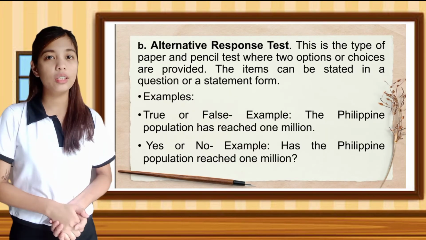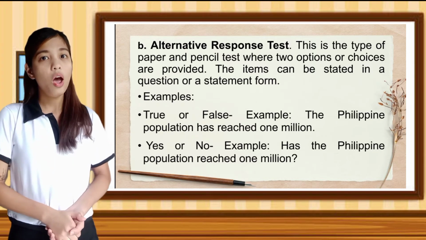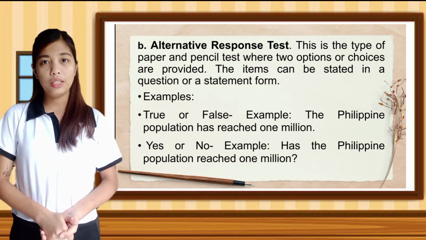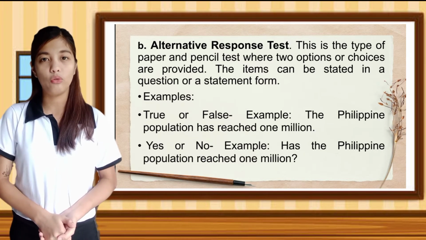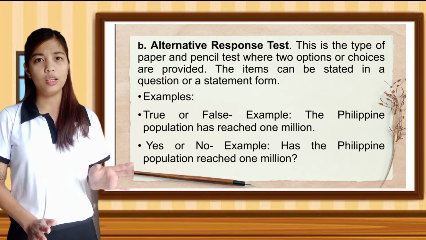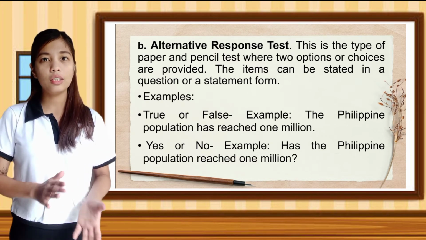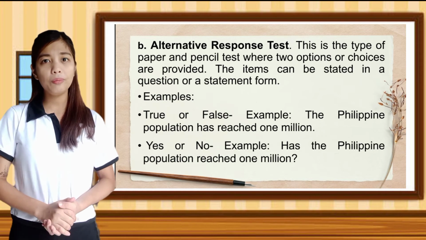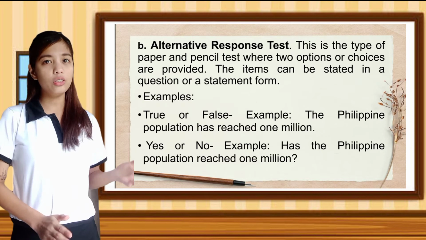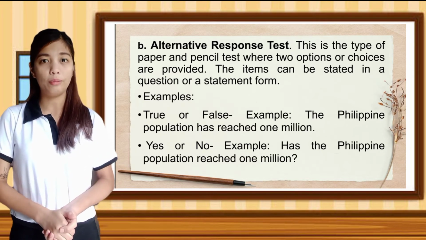Another one is the alternative response test. This is the type of paper and pencil test where two options or choices are provided. The items can be stated in a question or a statement form. Examples for this are the true or false or the yes or no question. For true or false, the sample statement is, the Philippine population has reached 1 million. True or false? And for yes or no, the sample question is, has the Philippine population reached 1 million?